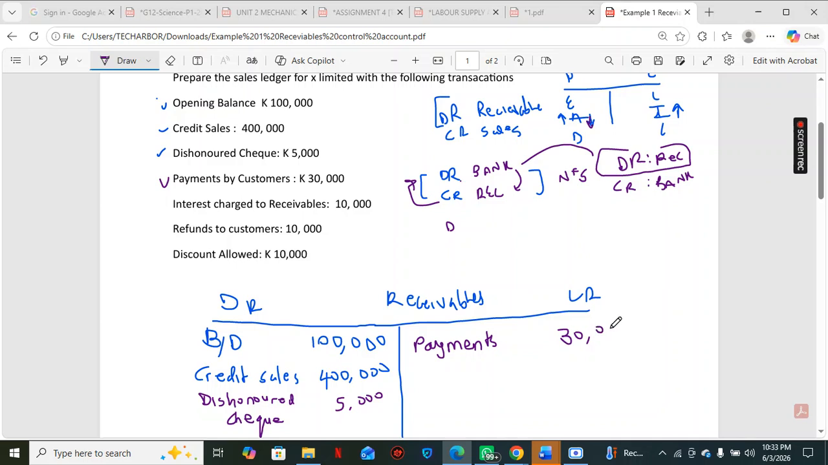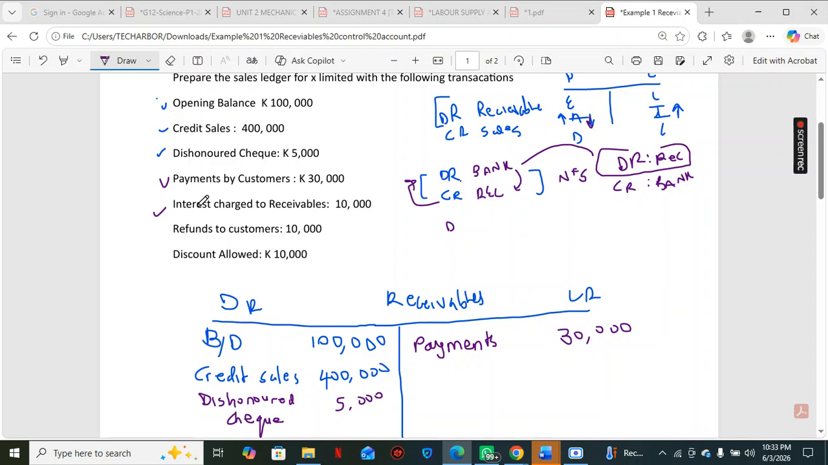Okay. All these transactions on the debit side, what is being owed to you is increasing. Then here on the credit side, what is being owed to you drops. Interest charged to receivables. This is the case where you've agreed on a timeline and you say, if you don't pay me by this time, I will be charging you interest.